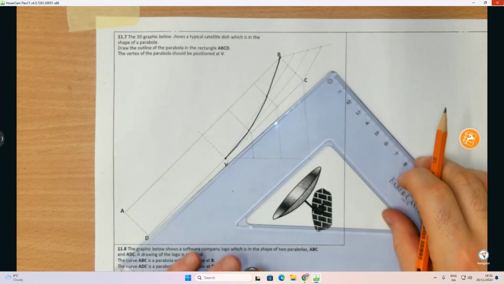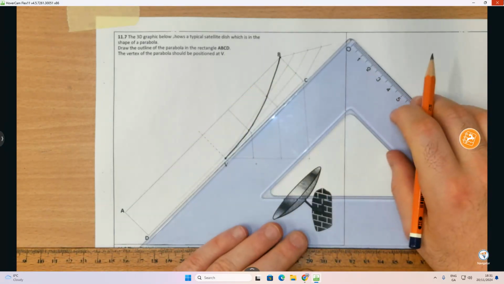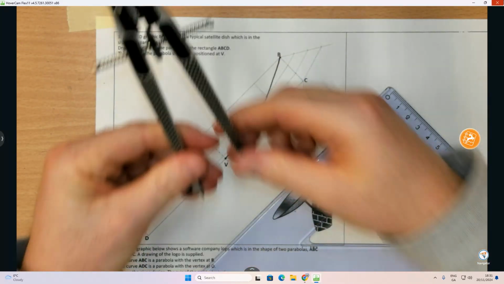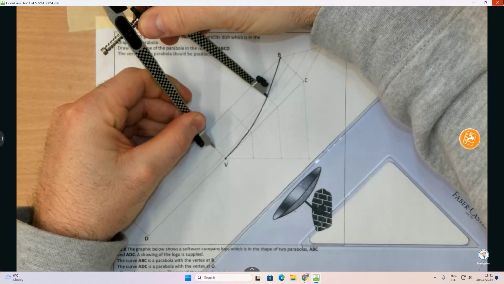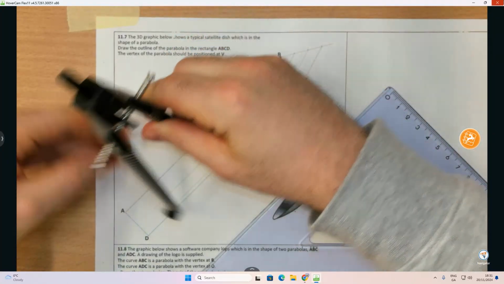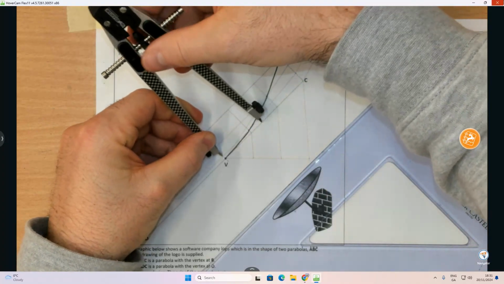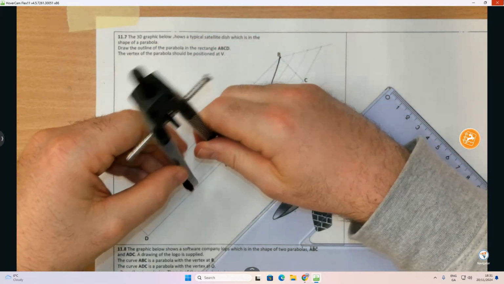Now we can use axial symmetry to figure out the rest of it. From the point we found here, we can do a line down at 45 degrees, and from the point here that we found, a line down at 45 degrees. Using the axis then, from here to there, mark it out. And likewise, this one, adjusting my compass, from there to there.